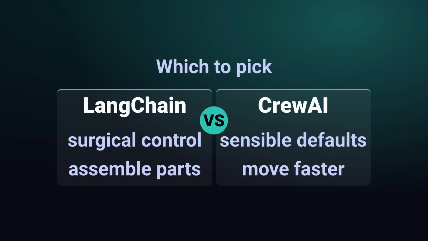So what should you reach for? If you're building a tightly controlled application where you need to know precisely how memory behaves, and you're comfortable assembling components, LangChain gives you that surgical control. If you're orchestrating a team of agents and you want sensible memory defaults without micromanaging every embedding, CrewAI gets you moving faster. Many serious builders actually use both, letting CrewAI coordinate the agents while LangChain manages the retrieval logic underneath.